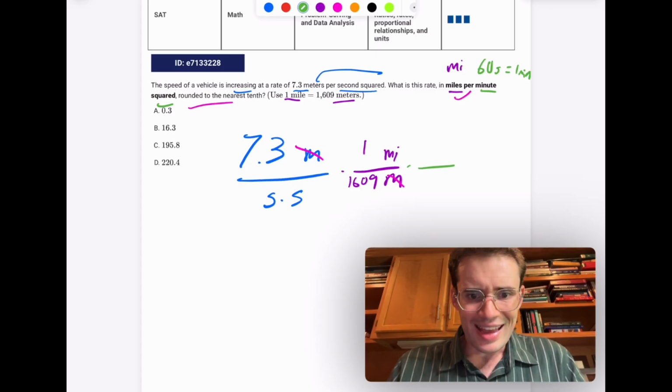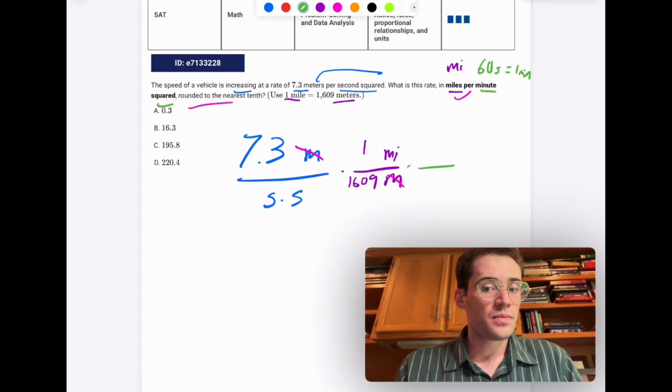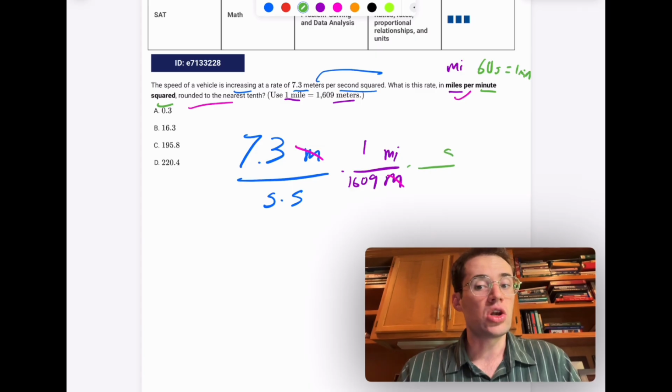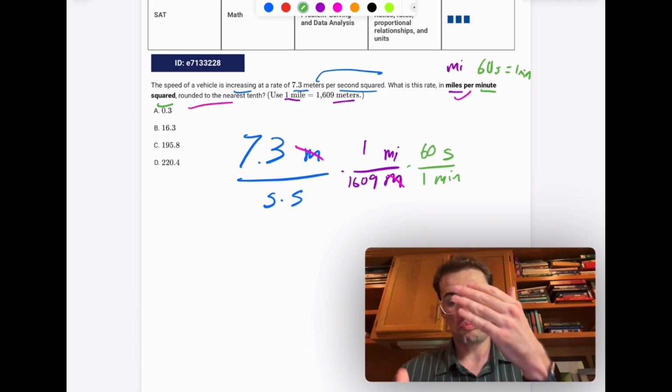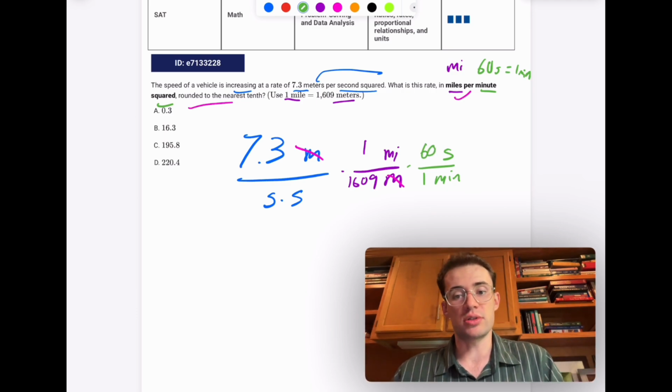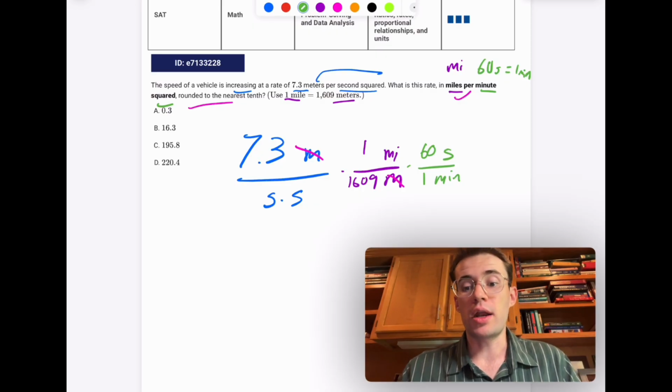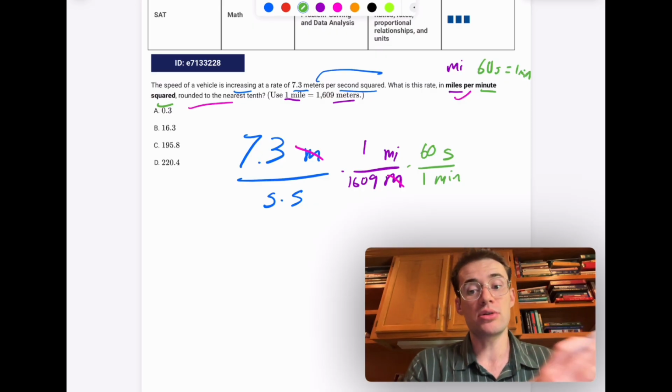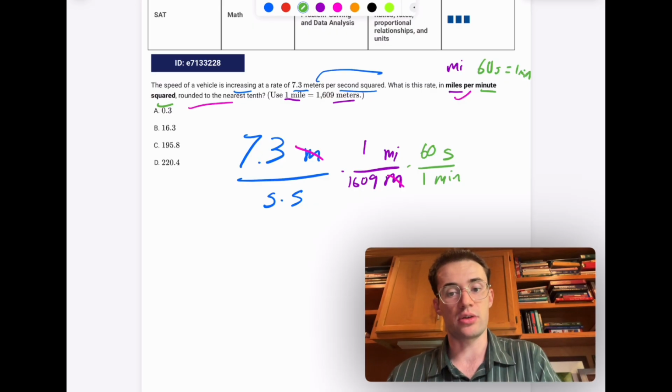Let's see. So we want to get seconds out of the denominator. So we're going to multiply by something that has seconds in the numerator, and we want minutes in the denominator. So we'll put the minute down here, and 1 minute is equivalent to 60 seconds. So it's dividing something by itself, essentially something equivalent to itself. So this is like multiplying by 1. It won't change the value, it won't change the amount of time. It just changes the units we're representing that time in.